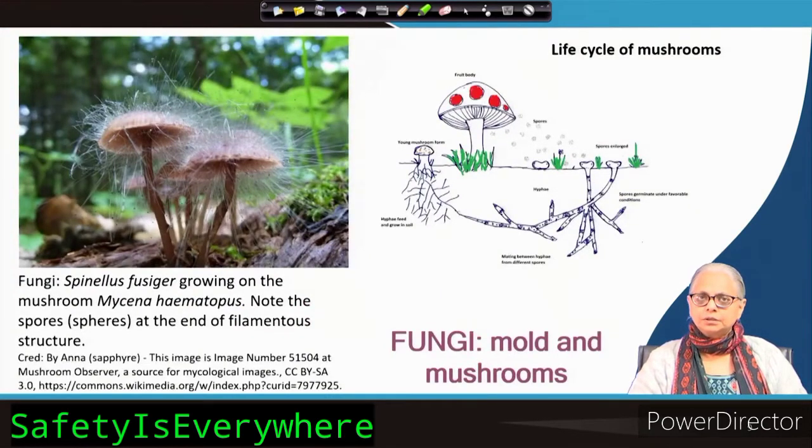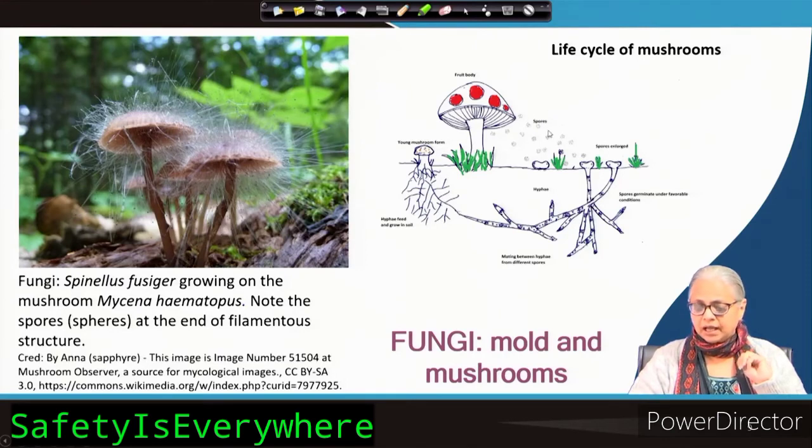Here we have an example of an interesting combination of mold and mushrooms. Mushrooms are multicellular fungi. Mushroom also has spores where each spore can result in a new mushroom. So that is also true, but the mushroom by itself is a multicellular organism. So here you have Spinellus growing on the mushroom Mycena haematopus. So you have two different organisms growing together, and you can see the conidia and the spores at the end of each one of these conidiophores.